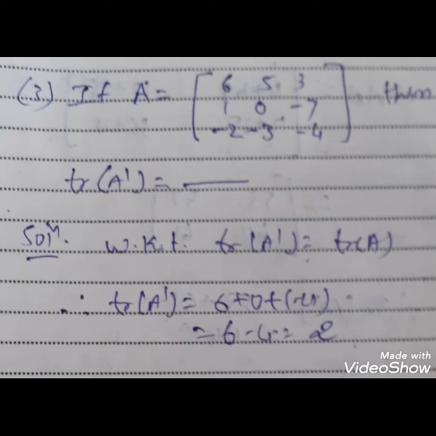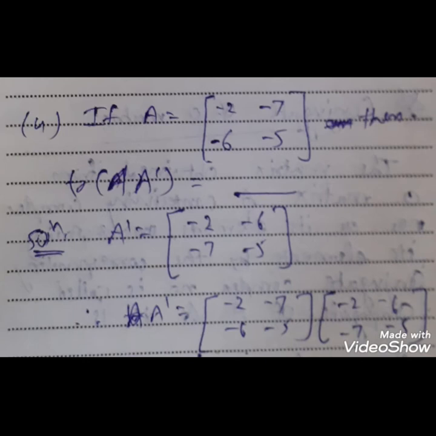So the diagonal elements for matrix A and matrix A dash are the same. Here the diagonal elements are 6, 0 and minus 4. Now we have to find the trace of A dash, which equals the trace of A, which equals the sum of diagonal elements: 6 plus 0 minus 4 equals 6 minus 4. So the trace of this matrix is 2. Let us discuss one more example for a matrix A of 2 by 2 order.